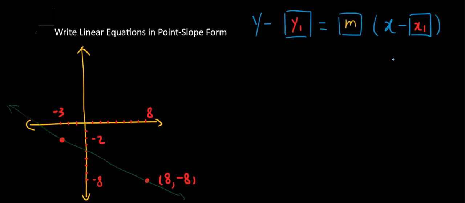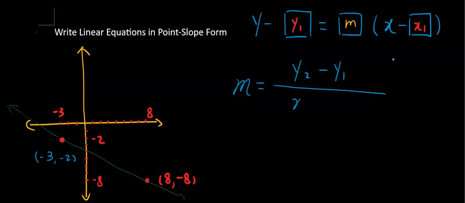There are two different ways to find the slope. For those who like to calculate, and you know you have a point, this point is 8 and negative 8. This point is, let's write down here, negative 3, negative 2. Remember how to find the slope. Slope says the change of the y coordinates over the change of x coordinates. So it's y sub 2 minus y sub 1 over x sub 2 minus x sub 1.